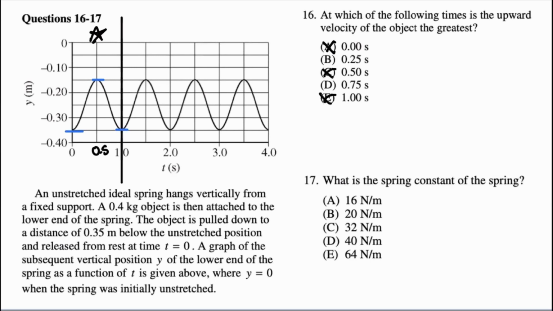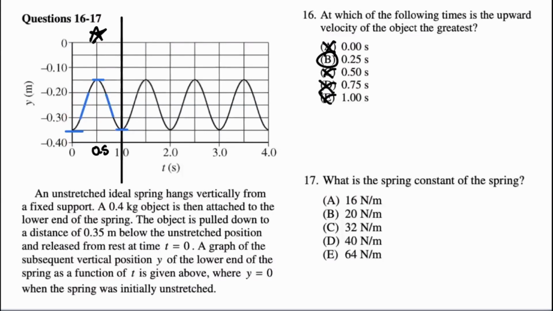And so now we're just left with 0.25 and 0.75. Now at 0.25, we have a positive slope going in the positive direction. And at 0.75, we have a slope in the negative direction. So the moment with the greatest upward velocity is going to be B, 0.25, because it possesses the greatest slope of any of the points in the given time interval.